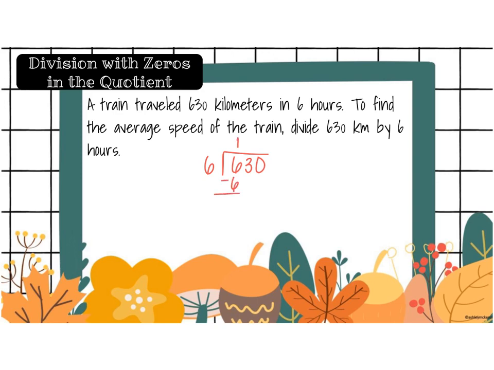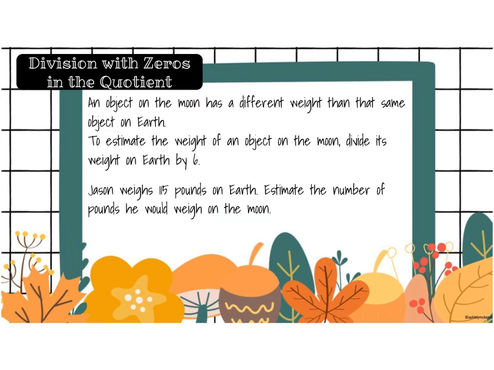I'm dividing by 6. I know 6 can divide into 6 one time. 6 times 1 is 6. Subtract, bring down. 6 goes into 3, 0 whole times. 6 times 0 is 0. Subtract, bring down. 6 goes into 30 5 times. 6 times 5 is 30. Subtract, nothing to bring down, nothing left over. So everybody had 105, which is correct. Great job, guys. 105.